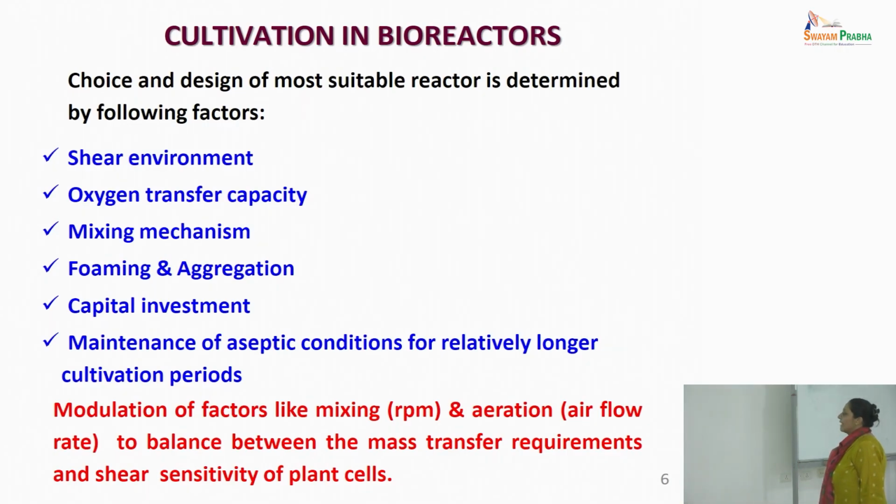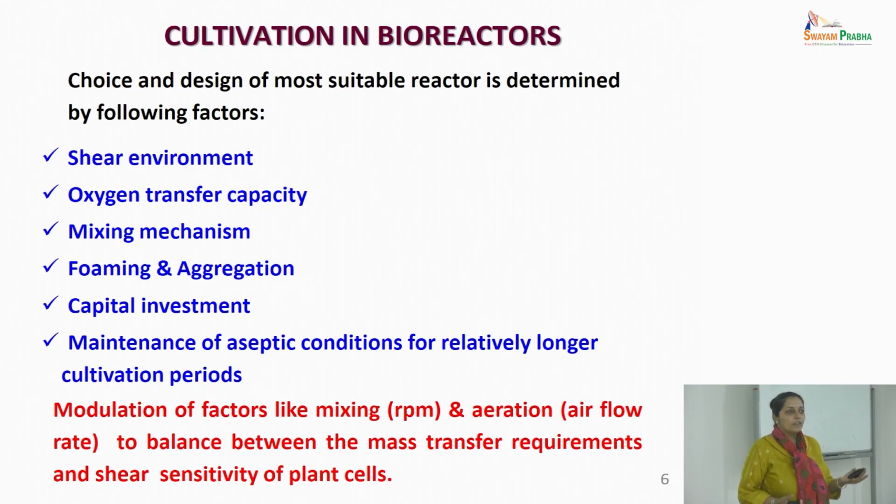So modulation of factors like mixing and aeration to balance between the mass transfer requirements and shear sensitivity of the plant cells. So it's a balance, because they are inverse mostly in nature. So if you try to increase the mixing parameters, there is a good chance that you are compromising on the shear.